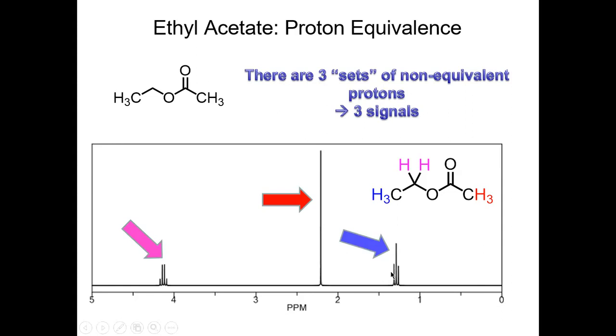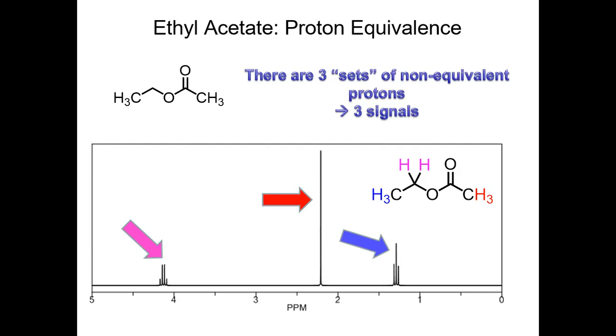This signal is split into 3 lines. This signal is split into 4 lines. This signal is not split at all, right? So when you look at this, this is a really basic NMR, but it gives you a lot of information. It tells you which protons are in electron-rich environments, which ones are in electron-poor environments. It tells you which ones are next door to one another, and all of that you can determine from this spectrum.